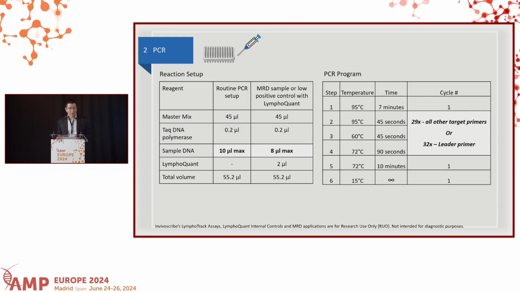For routine PCR setup, up to 10 microliters maximum volume of sample DNA can be input into the reaction. But when you're setting up an MRD sample or a low positive control with lymphoquant, you always put 2 microliters of lymphoquant in the reaction while using a maximum volume of 8 microliters for the sample DNA. When setting up a run with leader primer, the thermocycling conditions are different from all other target primers. It has 3 extra cycles in the thermocycling PCR program.